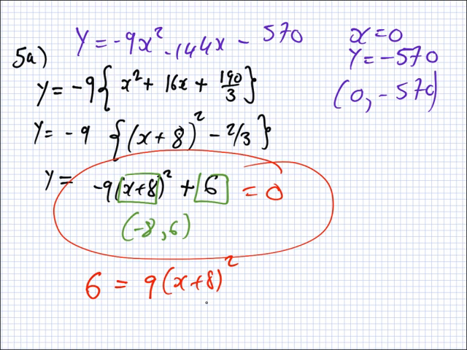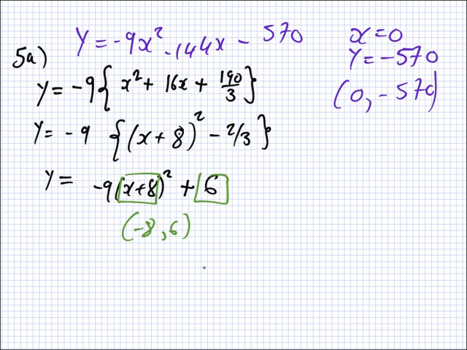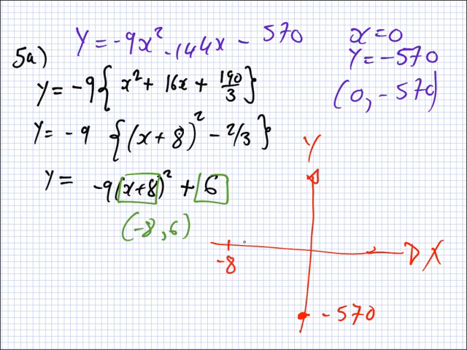Question 5 is just vertex and y-intercept. You don't need it. Okay, so I can stop there. If I draw this, x, y, we said here minus 570. And the vertex, we can make this minus 8, 6. And we'll make this, I know it's not to scale, 6 here.